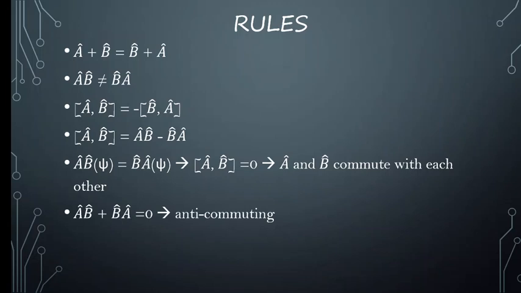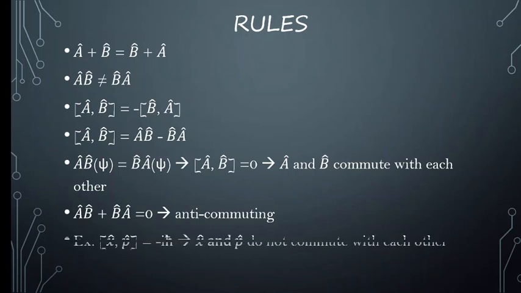Next, anti-commuting. We know that AB minus BA, that is for operators, equal to 0 is said to be commuting. But if A cap B cap plus B cap A cap of psi is equal to 0, then the relation says that A and B are anti-commuting with each other. So this is another rule.